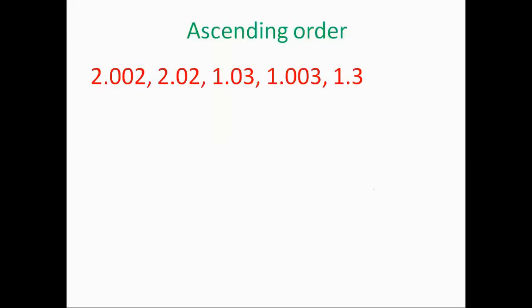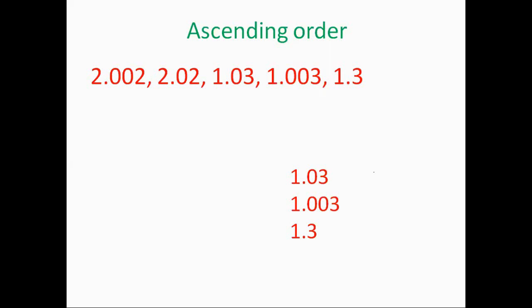We have a first question now. We have 5 numbers. To arrange it, first we should focus on the whole number, then we should examine the decimal places. First, look at the whole number. We have 1 and 2. First, I will consider the whole number 1 separately here. You can see, first number is 1.03, then 1.003 and 1.3.